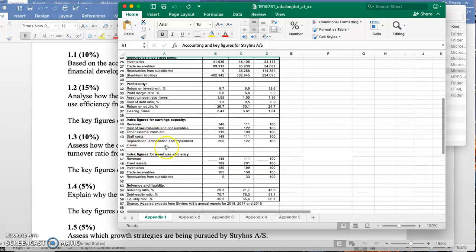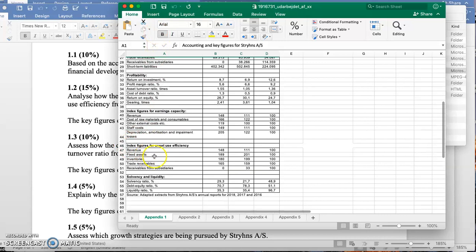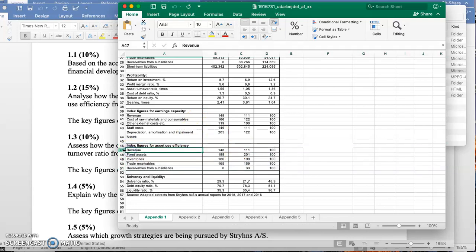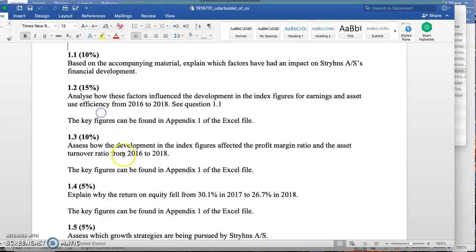and then you need to go in and look at the index for asset use efficiency. And remember, this is the basic year. For example, revenue, how does that increase compared to fixed assets, compared to inventories, compared to trade receivables, and compared to trade receivables and subsidiaries. Of course, you need to go through it systematically, one by one.